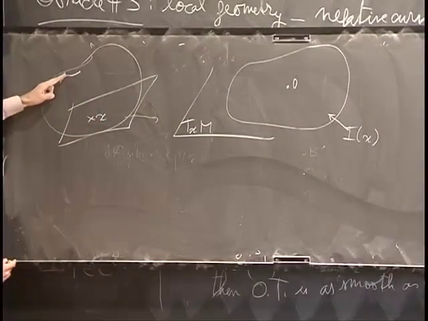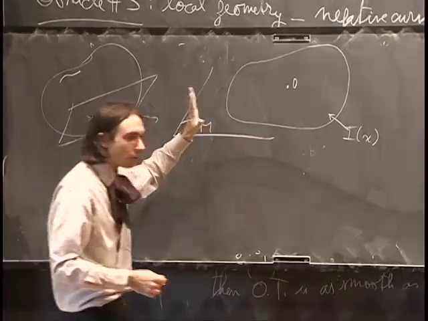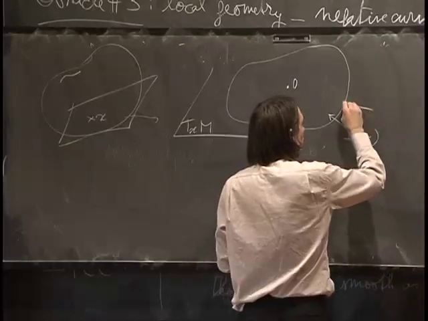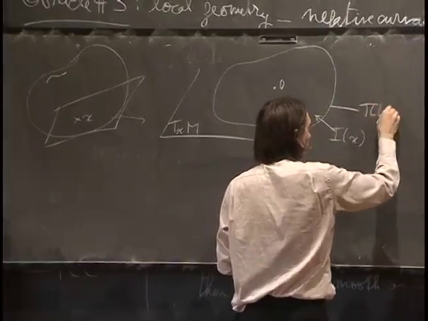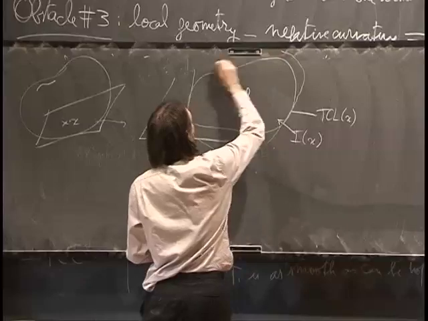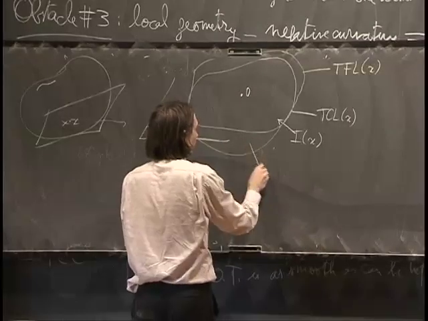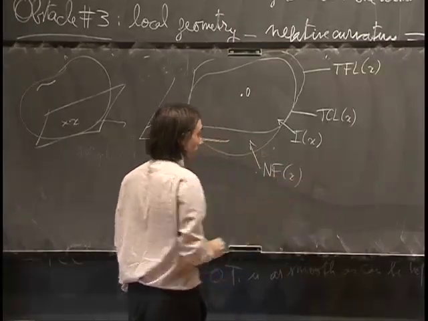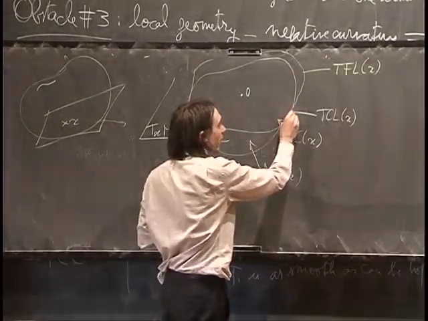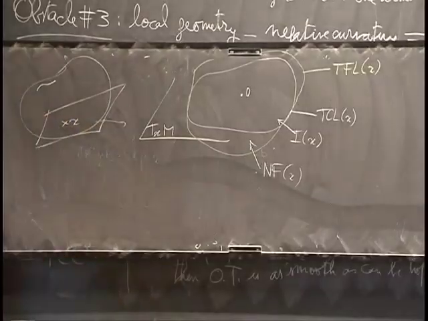If you wish, you take your scissors, you cut along the cut locus, and the rest you just unfold and put on the tangent space. That's your manifold, unfolded and put on the tangent space. This is the injectivity domain. So the boundary is the cut locus, the tangent cut locus. And now, this is the focal domain. And inside here, you have the non-focal domain. Okay. And the tangent focal locus may or may not touch the tangent cut locus, but the non-focal domain certainly contains the injectivity domain. Okay.